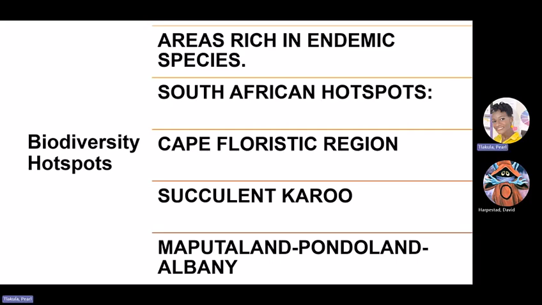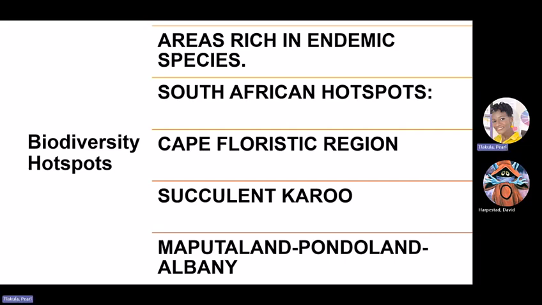So there are what we call biodiversity hotspots. These are areas that are rich in endemic species. In South Africa, we have 3 hotspots: the Cape Floristic region, the succulent Karoo, and the Maputaland, Pondoland, Albany. These are very important because this is where you find species that are endemic only in South Africa and nowhere else in the world. For example, in the Cape Flora, that is why tourists like going there. You find the protea, which is called the national plant, which is not found anywhere else.